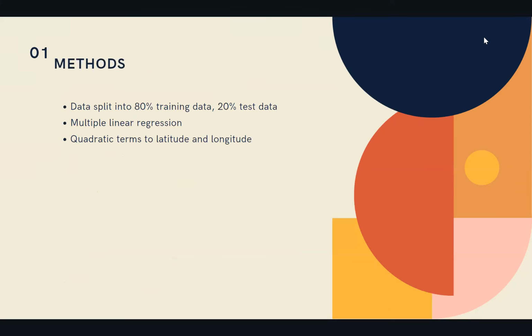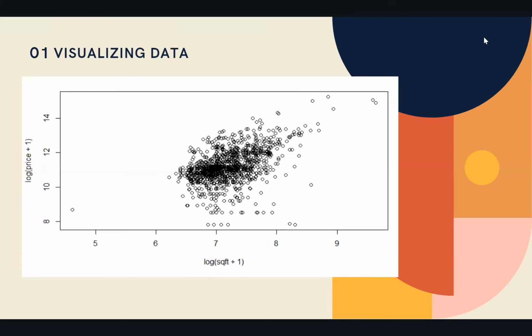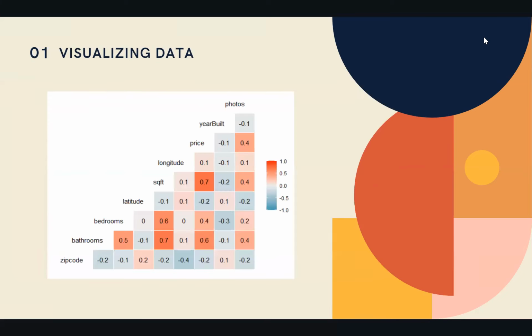So the methods I'll use: I split the data into 80% training data and 20% test data. I used multiple linear regression, and I also used quadratic terms for latitude and longitude. This is square feet versus price, and as you can see, the relationship is very weak. And this is the one with log on square feet and price. And this is a correlation plot for the training data. One thing I noticed here is that bathrooms and bedrooms are highly correlated with square feet. I think it's probably because bedrooms and bathrooms represent the area. So maybe that.